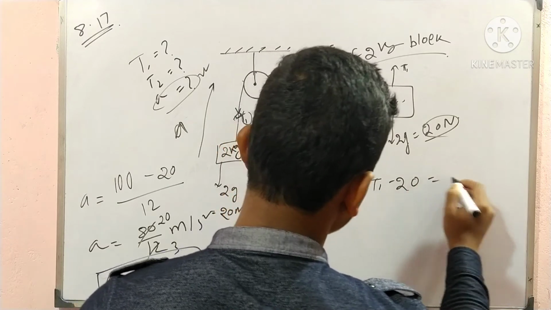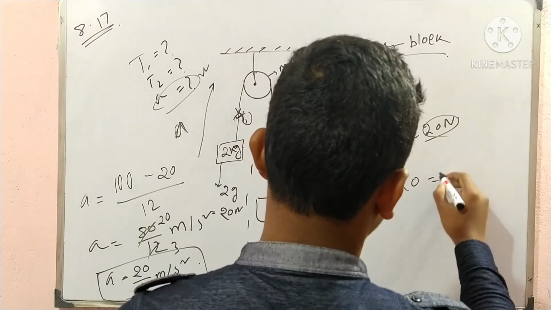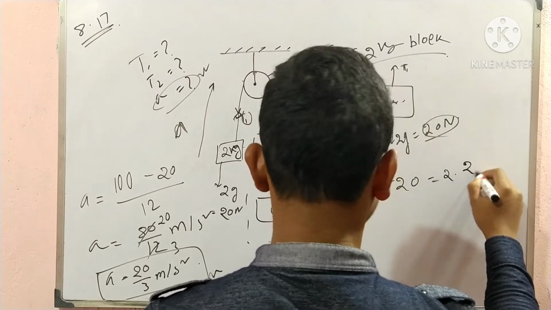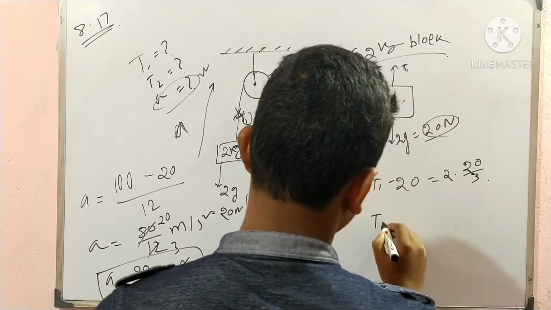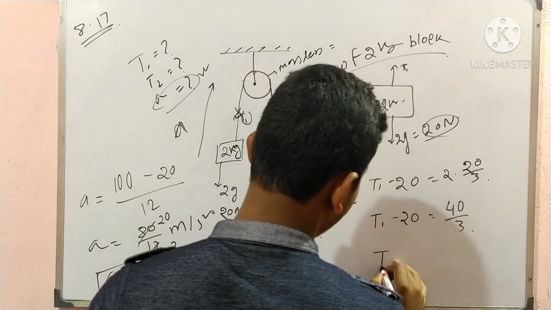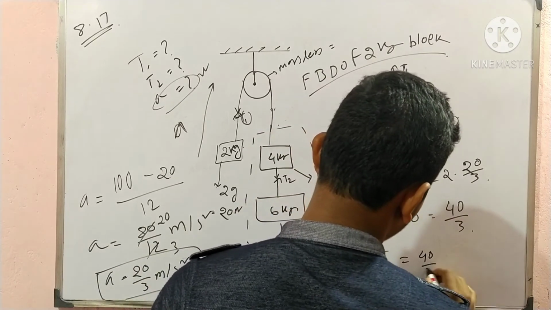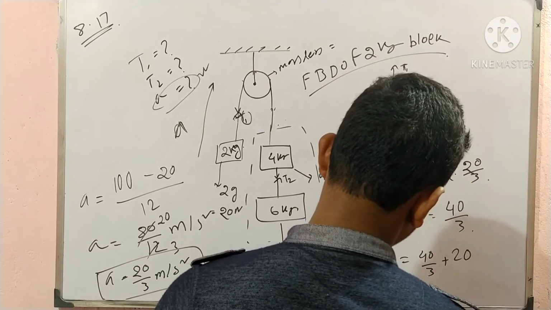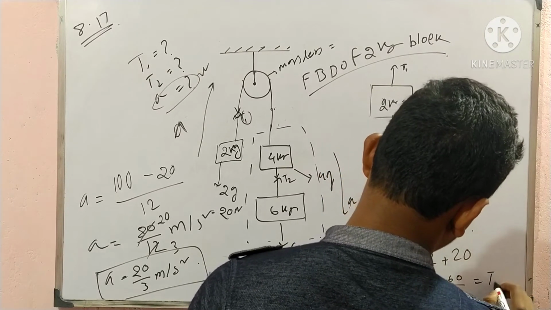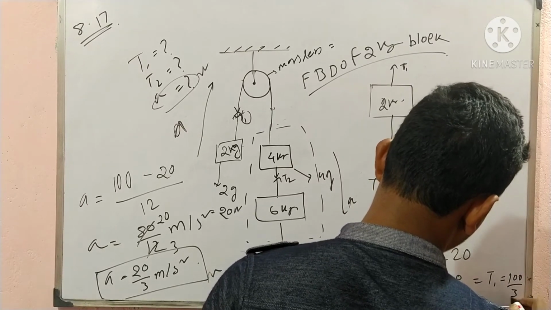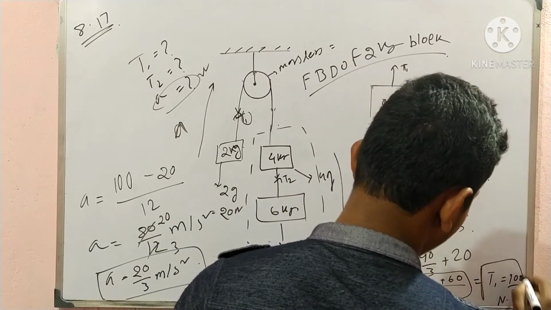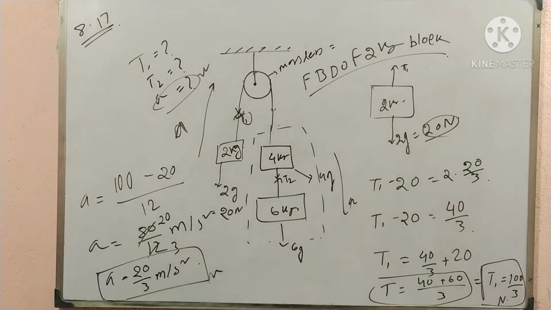T1 minus 20 is equal to MA. What is the mass? 2 kg into acceleration 20 by 3. So T1 minus 20 is equal to 40 by 3. So you can write T1 is equal to 40 by 3 plus 20. T1 is equal to (40 plus 60) by 3. T1 is equal to 100 by 3 Newton. Is it clear to all? That is the value of T1.